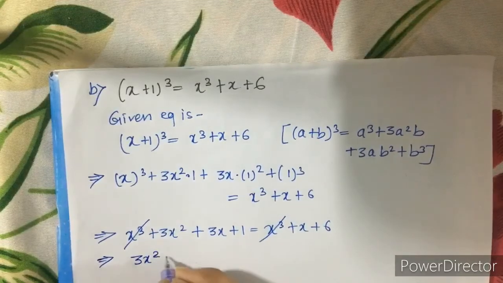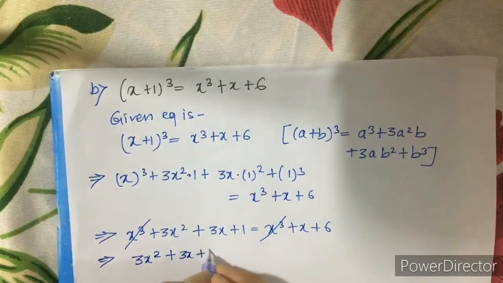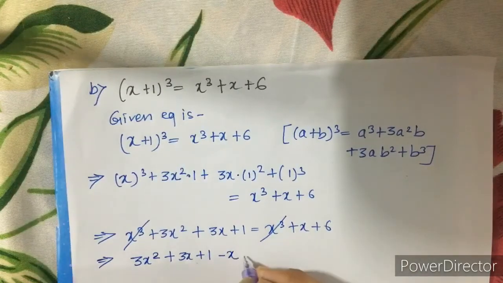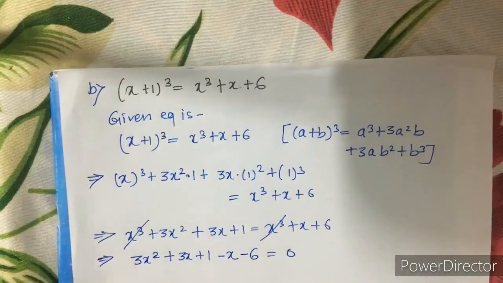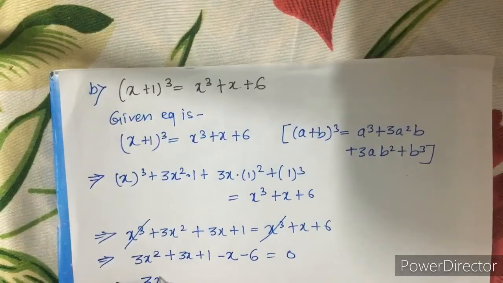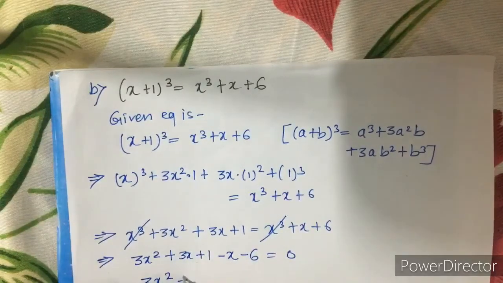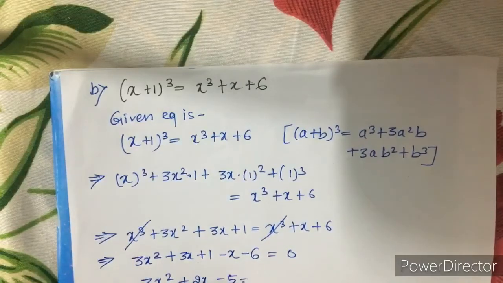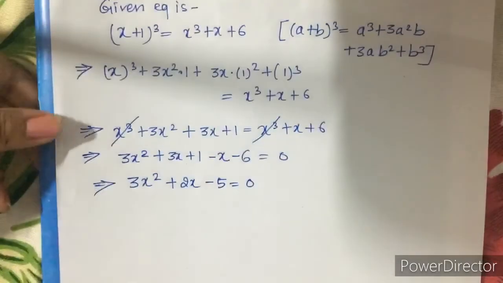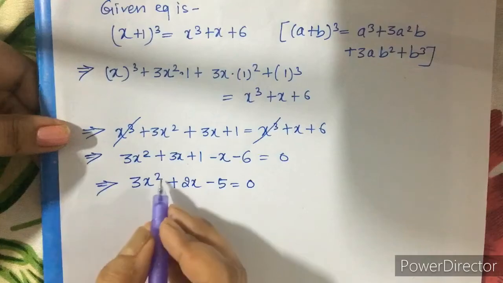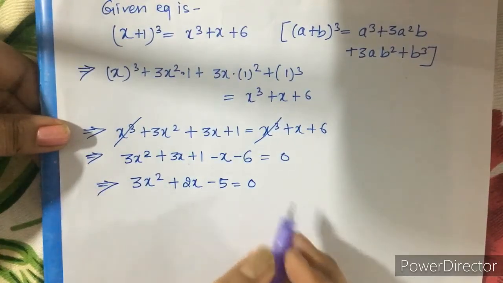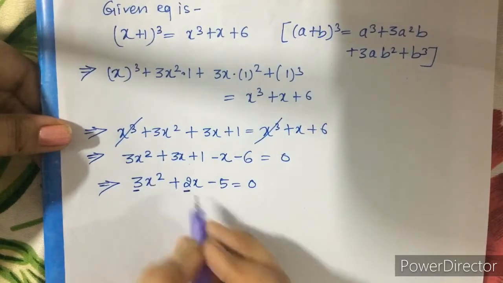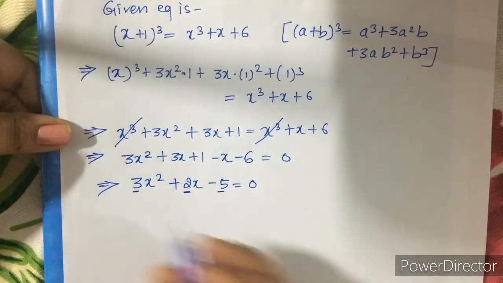So it will become 3x square plus 3x plus 1, x you bring here it becomes minus x, plus 6 you bring here it becomes minus 6, is equal to 0. Let us simplify this further. 3x minus x will become 2x, and 1 minus 6 will become minus 5 equal to 0. Now you can see this is in the form of ax square plus bx plus c is equal to 0, where a is 3, b is plus 2 and the constant is minus 5.